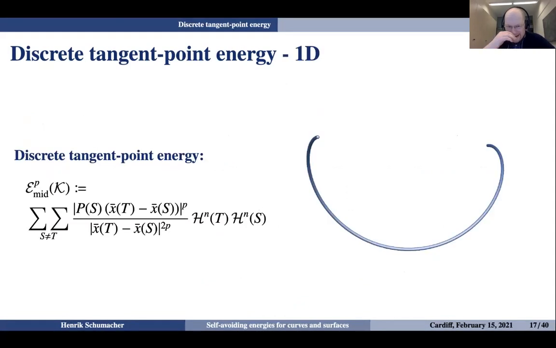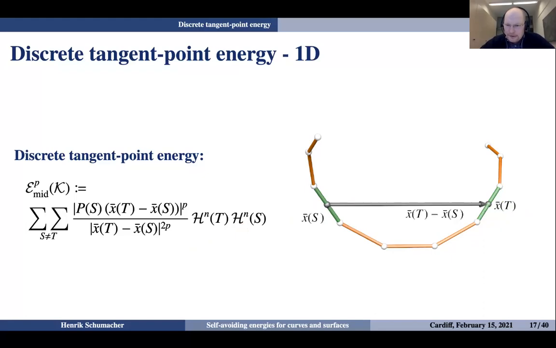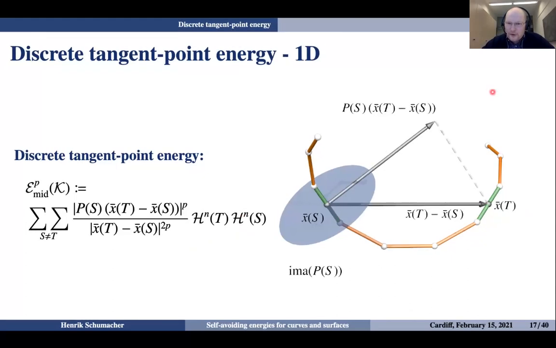How does this look in practice? For curves, for example, here we have a smooth curve, and we just inscribe a polyline into it. Then for each two line elements, S and T, we can just take their length; those are these Hausdorff measures over here. We can take the midpoints and the secant. This is the normal space to this line element here. We have an orthogonal projector: we take the secant and project it orthogonally. And then we have everything we need to define our discrete tangent point energy.